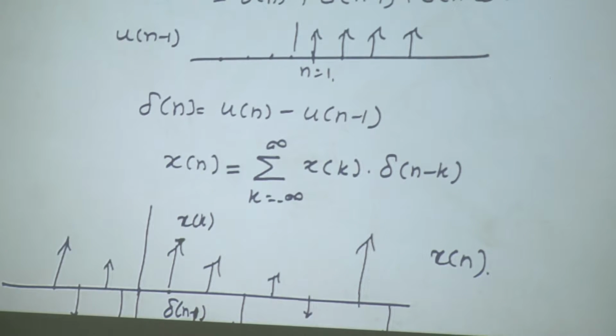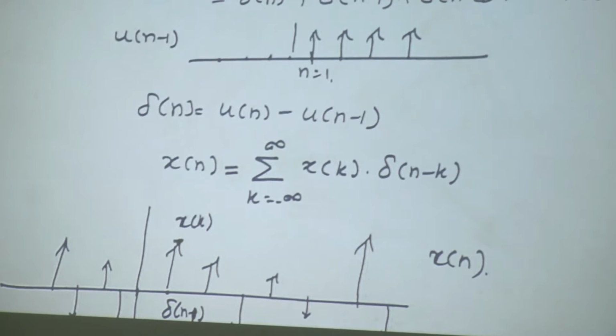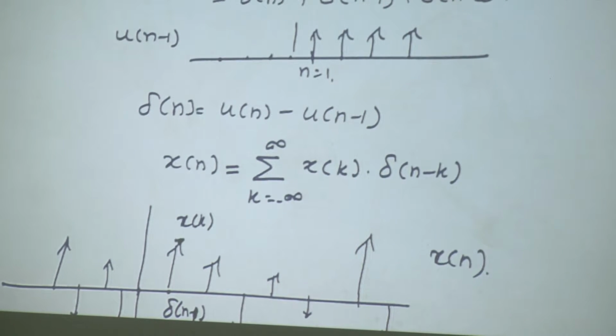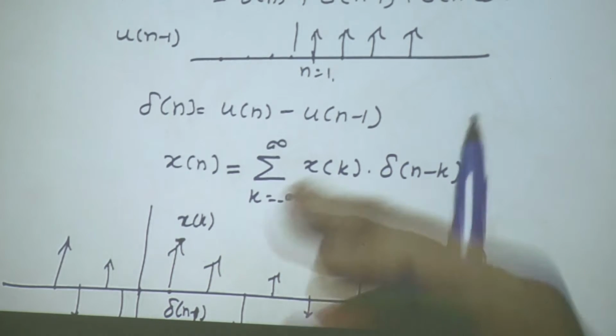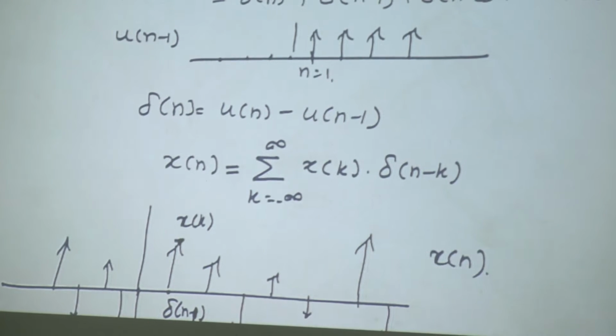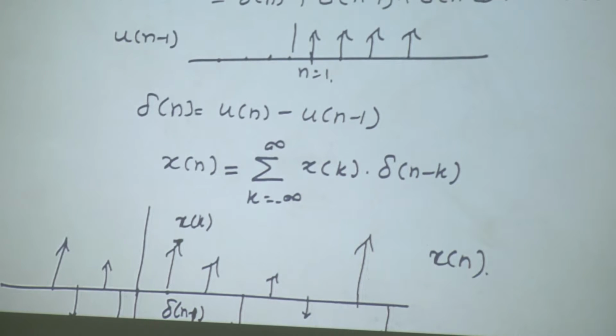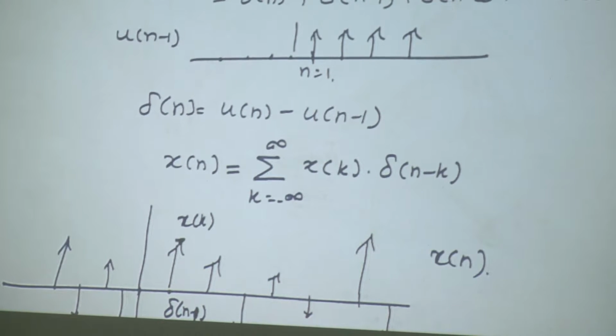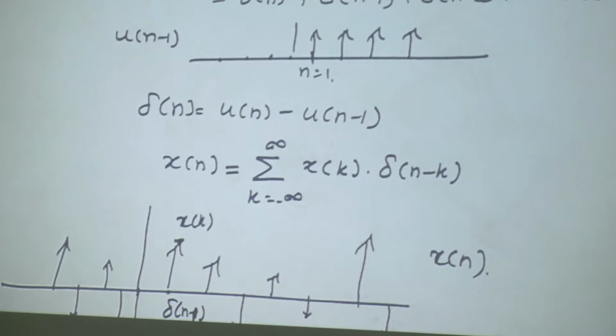So, x of n is x of k, the scalar value, multiplied by the vector, that is the location of that x of k. Location is decided by delta n minus k. Where is that x of k present? x of k is always present at delta n minus k. Delta decides the location of the sample value and x of k decides the value of the sample.